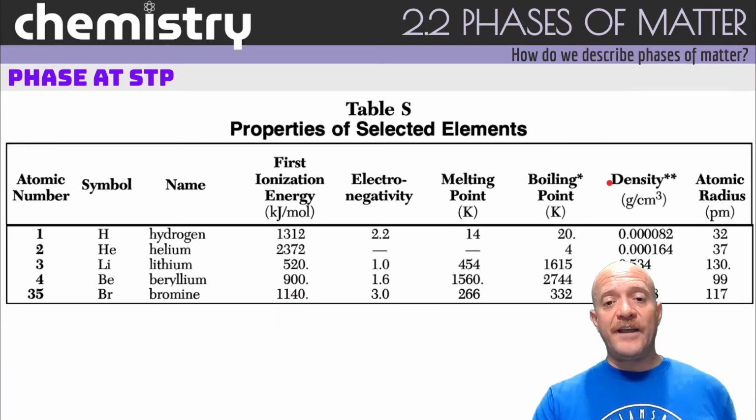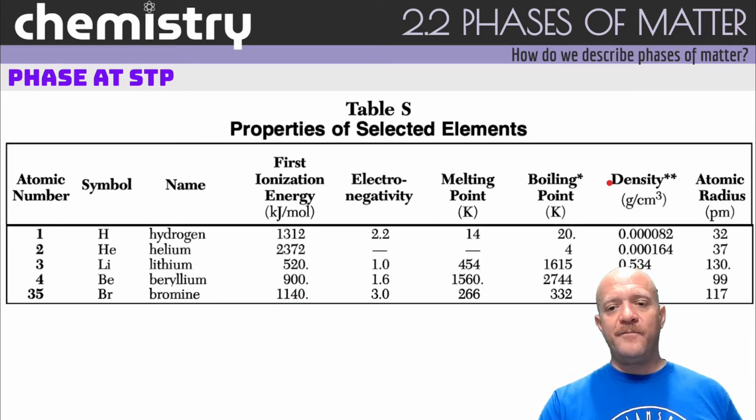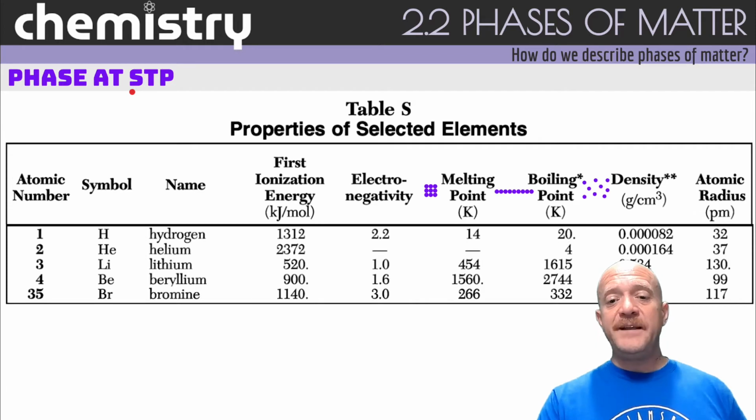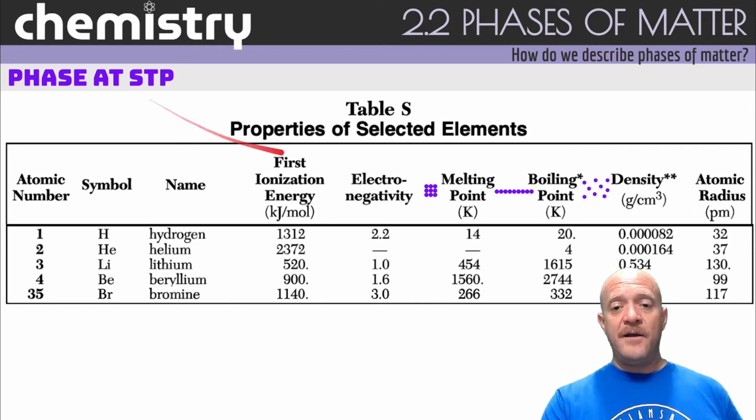Now I'm going to show you a little trick to figuring this out using your reference table. So go ahead and grab your reference table. And a lot of times you're going to see this acronym STP. It just means standard temperature and pressure. So what I would like you to do in your reference table is just sketch a particle diagram.